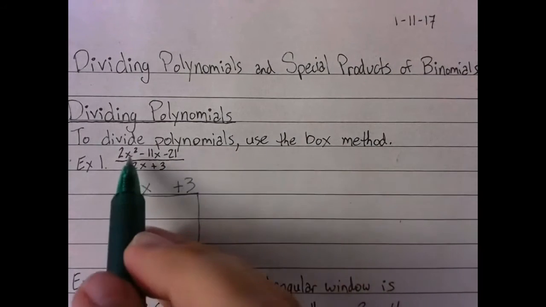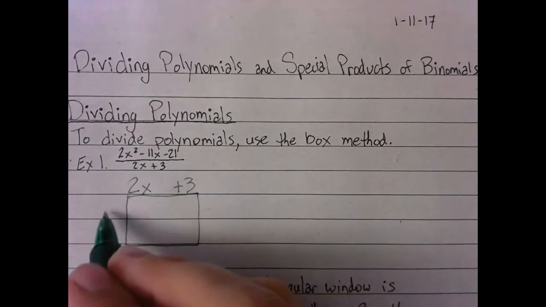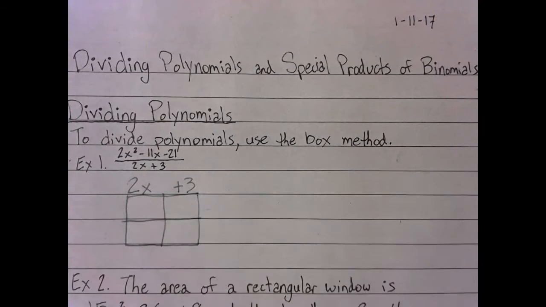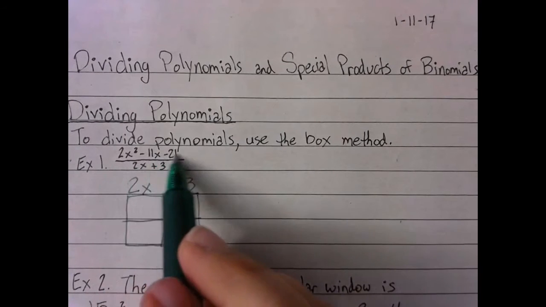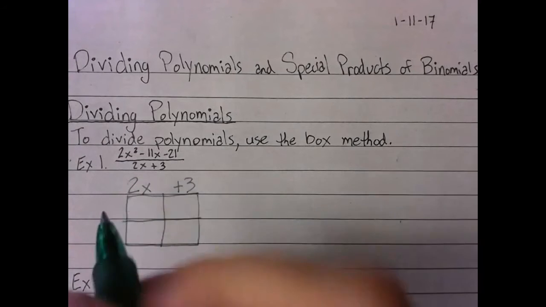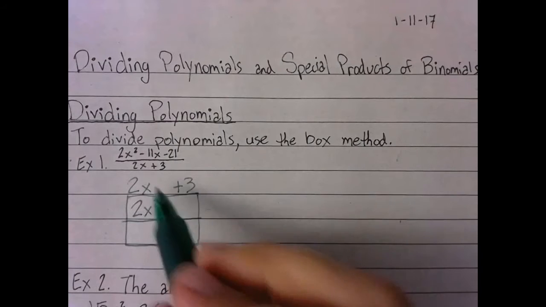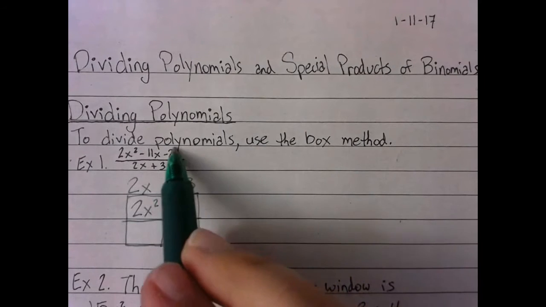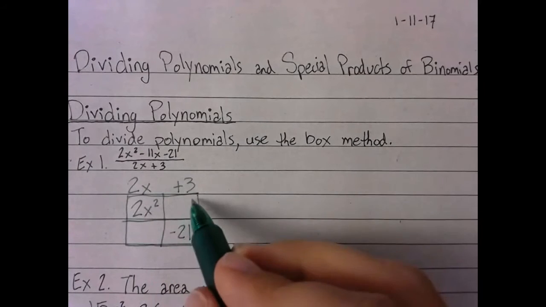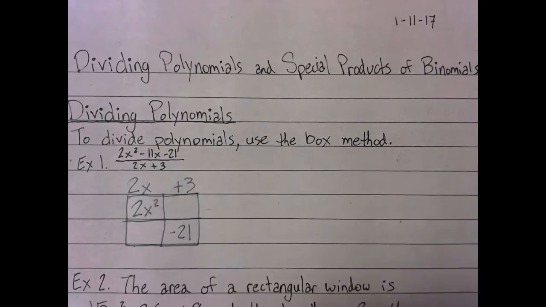Since it's a quadratic, remember that means degree 2, we're going to assume that what we're multiplying by has two terms as well. On the inside of the box, we fill in some of the information from the numerator. In the top left corner, we put the highest degree term, which is x squared. In the bottom right corner, we put the lowest degree term, which is negative 21. Then we know that these diagonals need to add up to negative 11x.